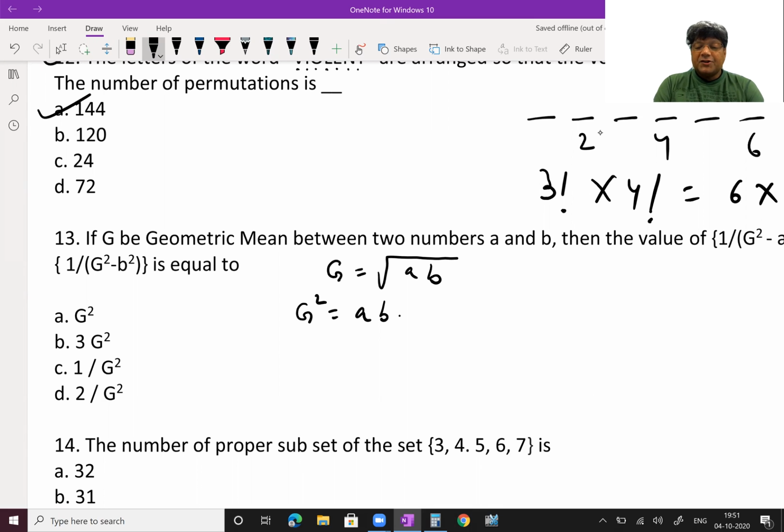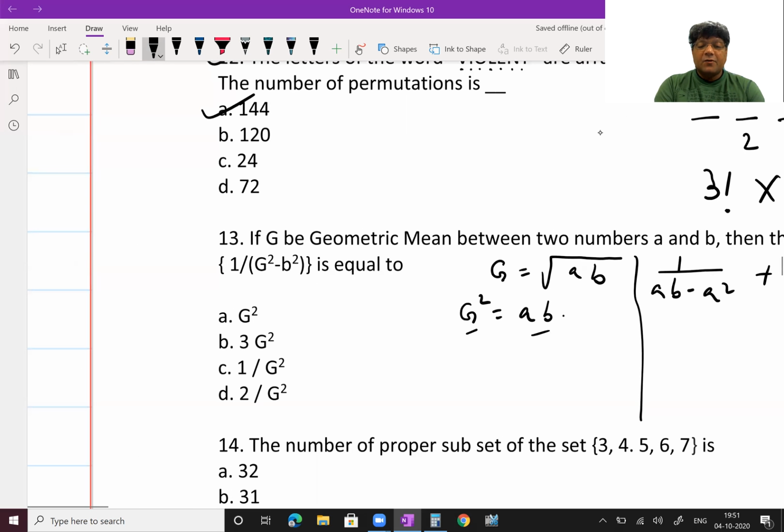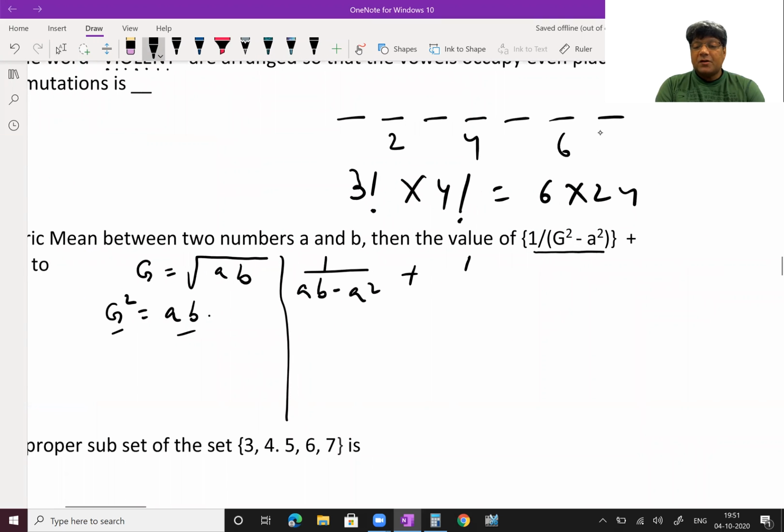Now, the question has asked us to calculate 1 by G square minus A square. G square value is AB, so AB minus A square, plus the next one, 1 by G square minus B square. G square is AB, so AB minus B square.